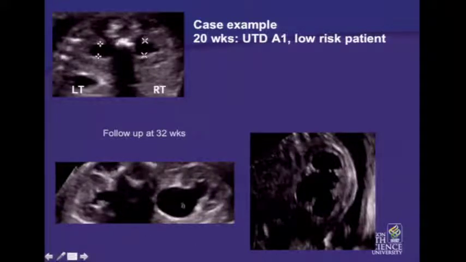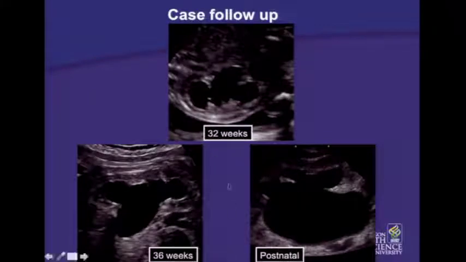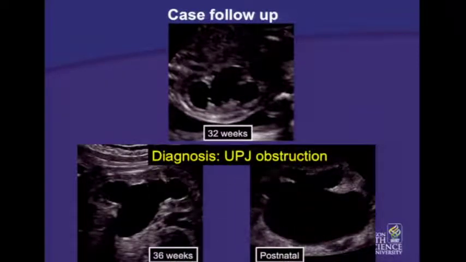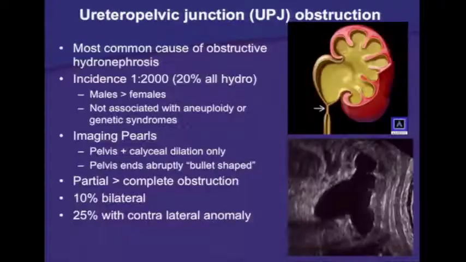And in this case, there is marked distension of the right renal pelvis, and we could see peripheral calyceal distension. So further follow-up was performed, and every time this fetus was seen and then the newborn was seen, the renal pelvis became larger and larger, as did the peripheral calyceal distension. So this is an example of UPJ obstruction.